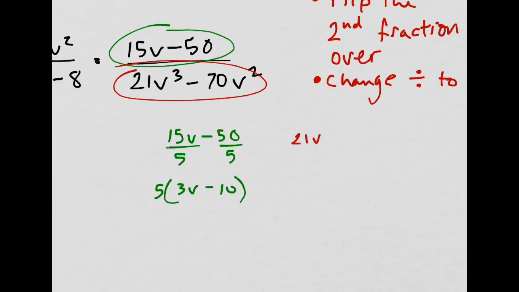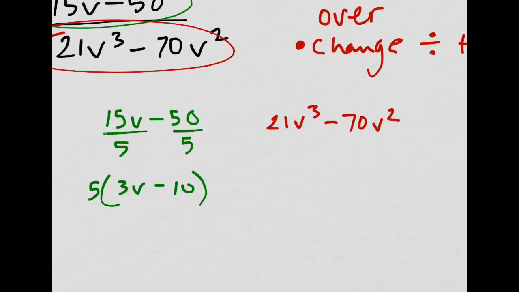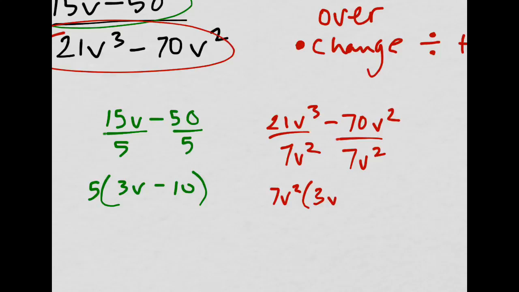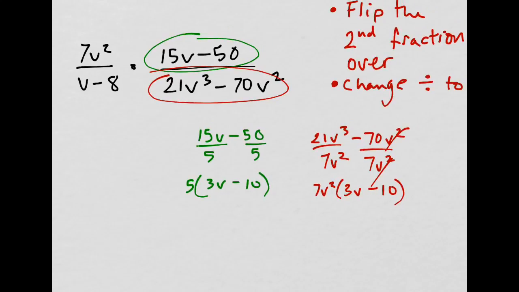21v cubed minus 70v squared. What can I divide there? I can divide by, I think, maybe 7v squared. So what do I get? I get 7v squared on the outside, right? Whatever you divide by goes on the outside. That'll be 3v, right? That changes to v, minus 10. Those cancel out. So we get that. Now I'll rewrite it.